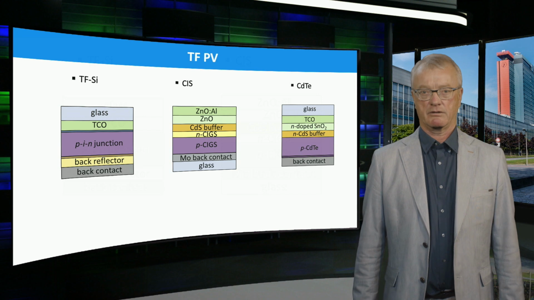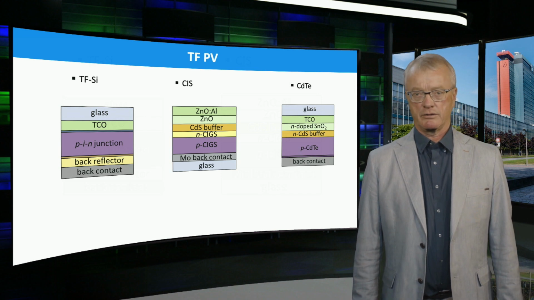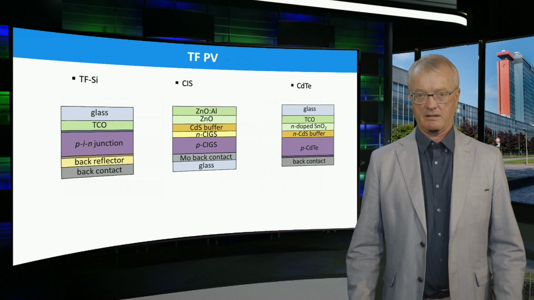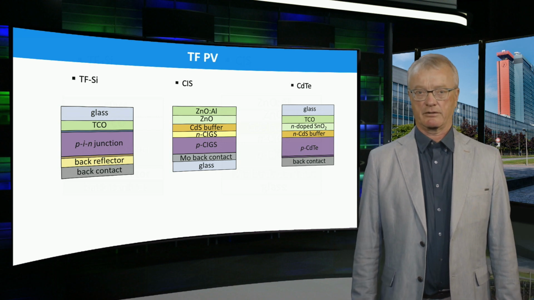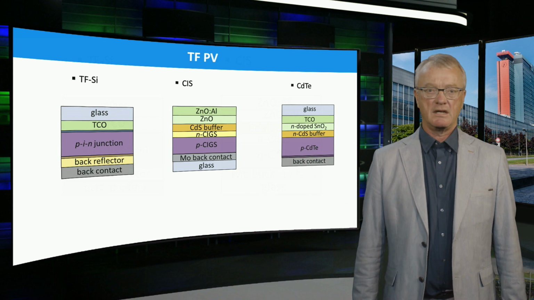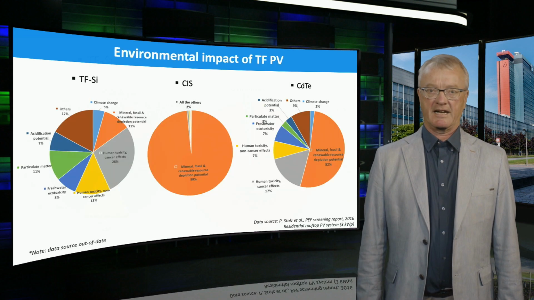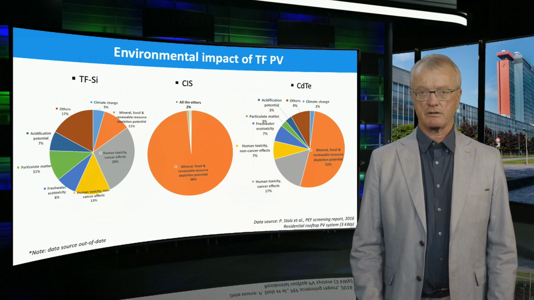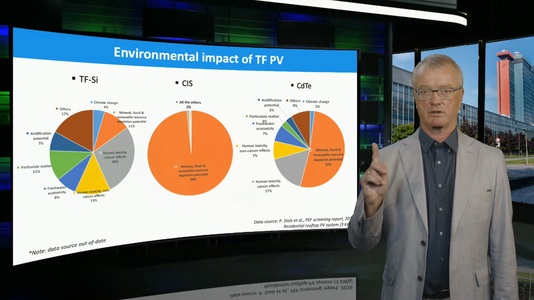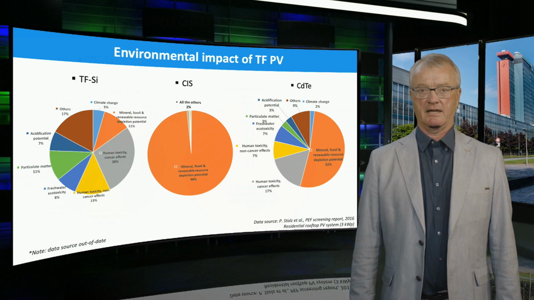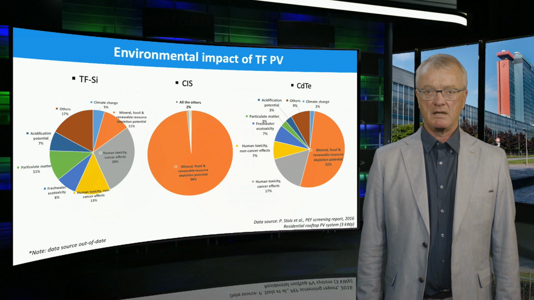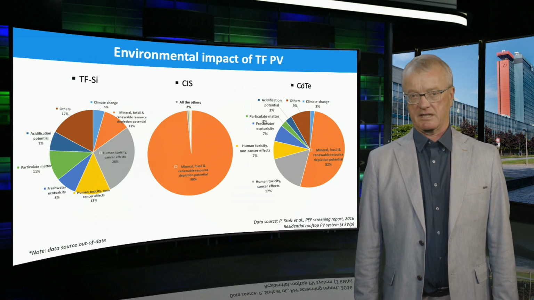Previously, we talked about the cell structure of the commercially utilized thin film PV technologies, including thin film silicon, CIGS or CIS, and cadmium telluride, as shown here. This is a summary of the environmental impact of these three thin film PV technologies. The functional unit was defined as 1 kilowatt-hour of direct current electricity generation by a residential PV system. Recycling is excluded from the assessment.